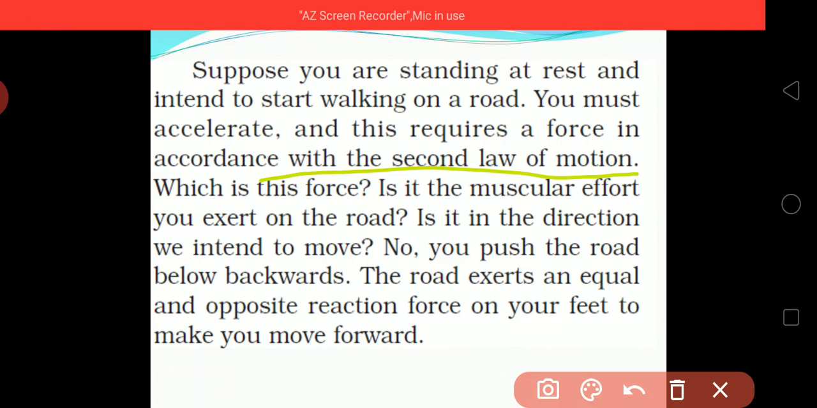Is it the muscular effort you exert on the road? Is it in the direction we intend to move? No. You push the road. Here, what are we doing? We are pushing the road below backward. That's why a force will be exerted, due to which the body will accelerate or move forward, and the road exerts an equal and opposite reaction force on your feet.